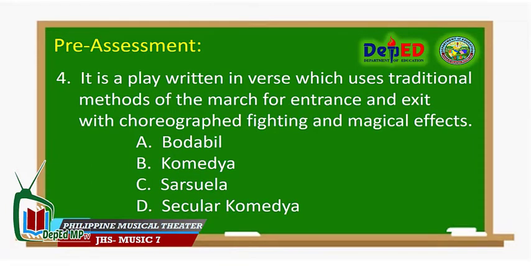Number 4. It is a play written in verse which uses traditional methods of the march for entrance and exit with choreographed fighting and magical effects. Letter A, vaudeville. Letter B, comedia. Letter C, zarzuela. Letter D, secular comedia.